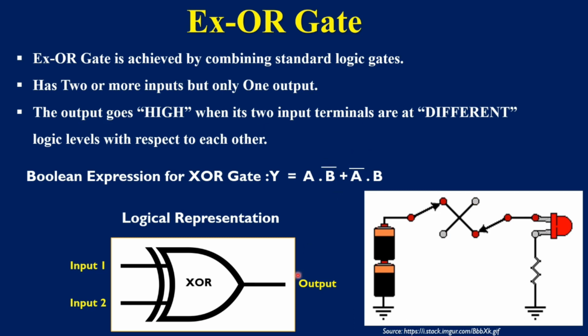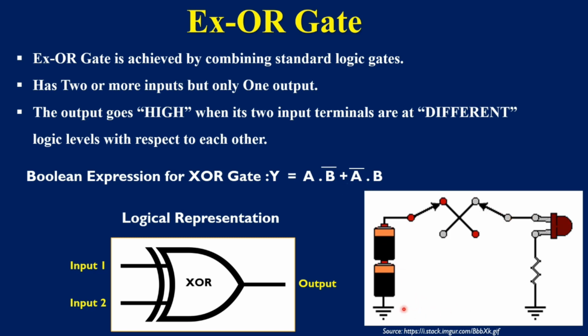The logical representation of exclusive OR gate is shown in the figure here. This is a two input XOR gate. The Boolean expression for the exclusive OR is Y is equal to A dot B bar plus A bar dot B.